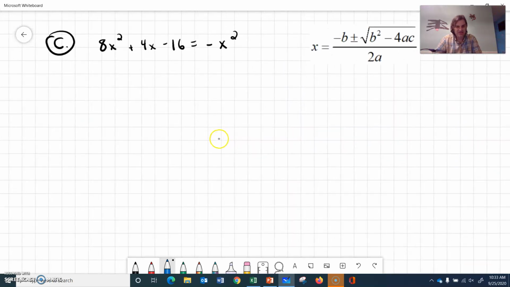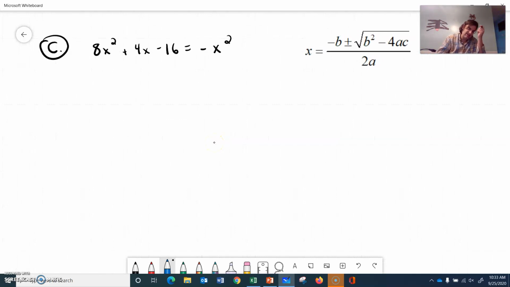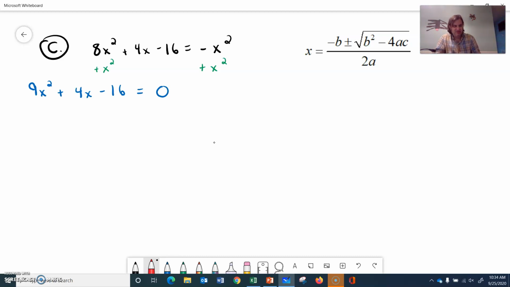Alright, let's see here. My last practice problem for this set is 8x squared plus 4x minus 16 minus x squared. So again, I don't have everything on one side, so let's move the x squared over. So the problem I'm going to be working is 9x squared plus 4x minus 16 equals 0. So when I have that, I'm going to be pulling an A of 9, a B of 4, and a C of negative 16. Sorry. I'll try not to be messy, but it happens.